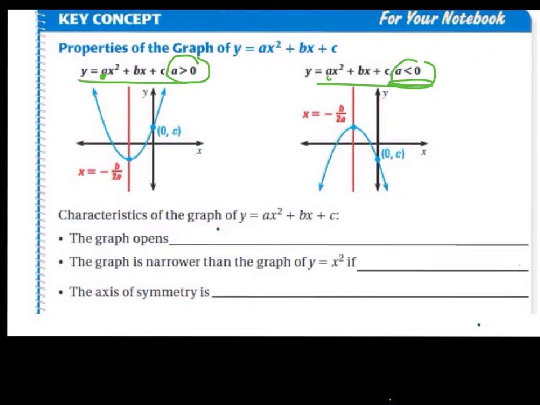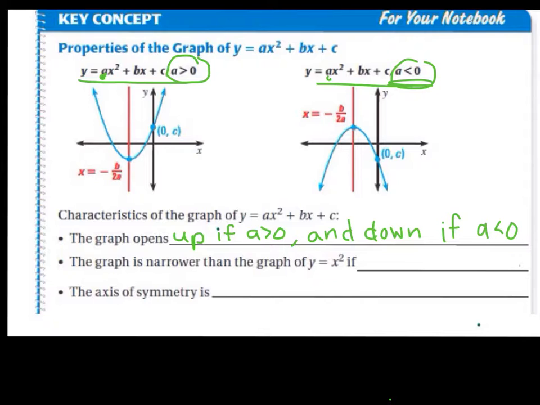If it's facing down, then that a value must be negative. So the graph opens up if a is greater than 0, and it's going to open down if a is less than 0.